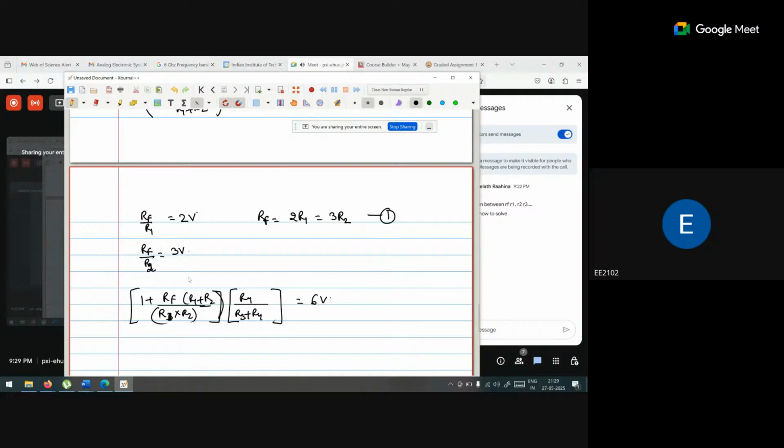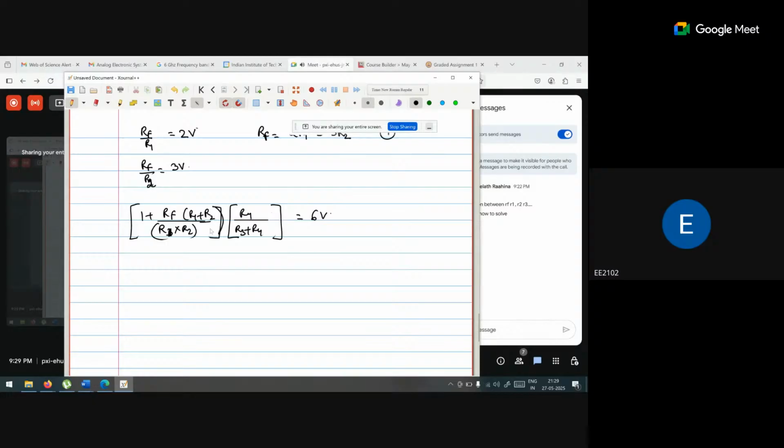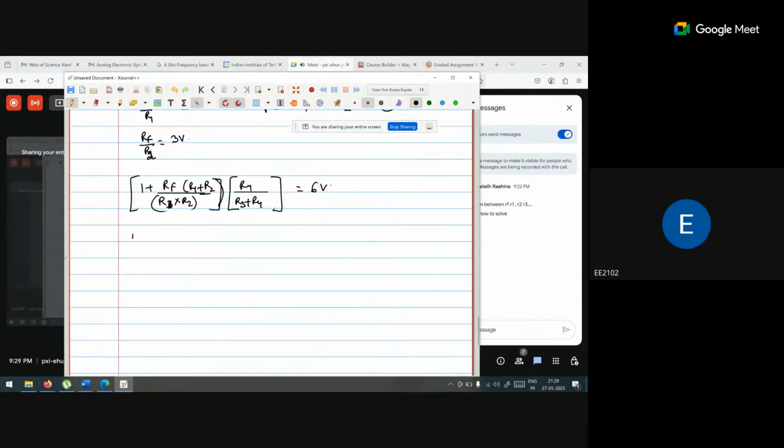Okay. Now can I calculate R1 and R2 in terms of RF and put this value here? So 1 plus RF into R1 is RF by 2 and R2 is RF by 3, divided by RF square divided by 6, times R4 upon R3 plus R4. That is equal to 6.